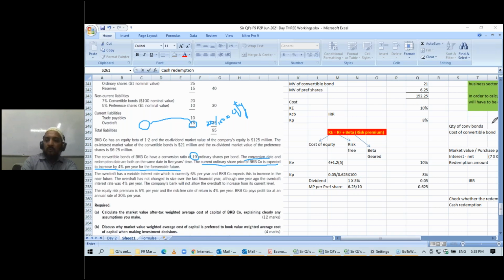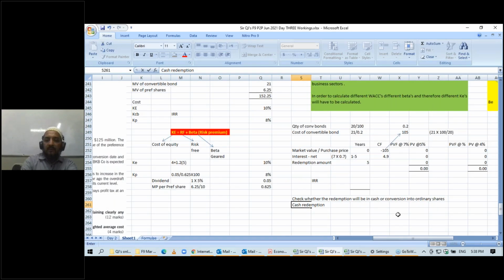Okay. So let's continue with the convertible bonds working cost of debt. So let's check. Cash redemption is $100, and the value of 19 shares against each bond in 5 years. Right now the market price of each ordinary share is $5.